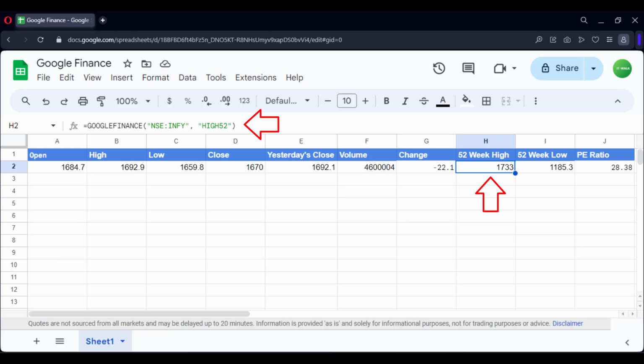This is the formula to get the 52-week high value of the stock. The word used here is high 52. This is the formula to get the 52-week low value of the stock. The word used here is low 52. This is the formula to get the PE value of the stock. All this data will be updated every 15 to 20 minutes in the live market.